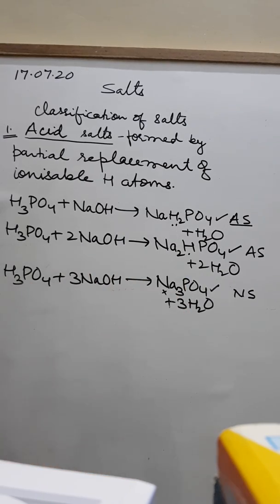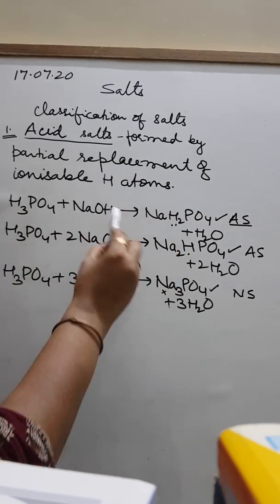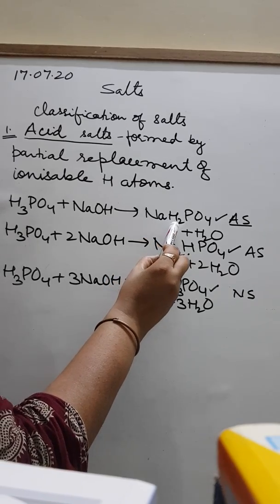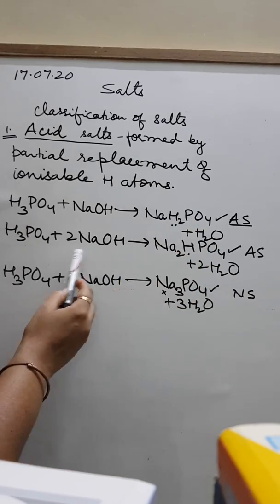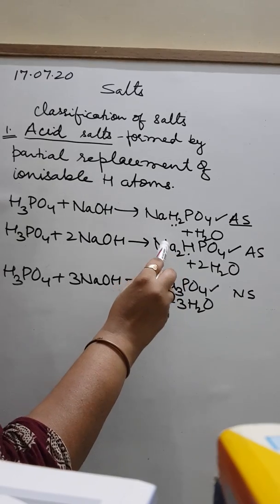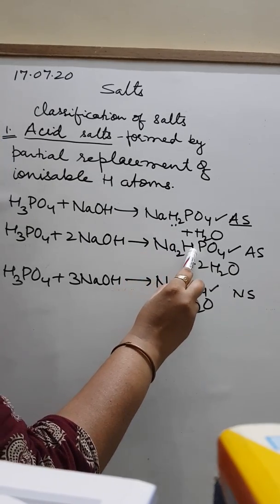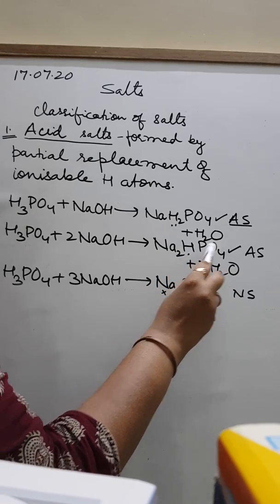So these reactions were there, and I'll show you some more reactions. I again repeat, this is phosphoric acid. It gave you, when we took 1 mole, monosodium dihydrogen phosphate. In the second case, disodium monohydrogen phosphate, or just hydrogen phosphate.